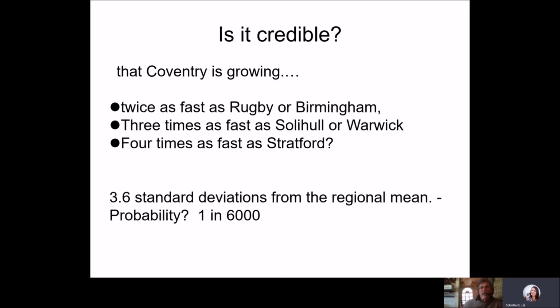So here are some questions, ways of putting this. Is it credible that Coventry is growing twice as fast as Rugby or Birmingham, 3 times as fast as Solihull or Warwick, and 4 times as fast as Stratford? And by the way, the fancy homes and the jobs growth have been in Solihull, Warwick, and Stratford. So you have to ask yourself the question, is this remotely possible?